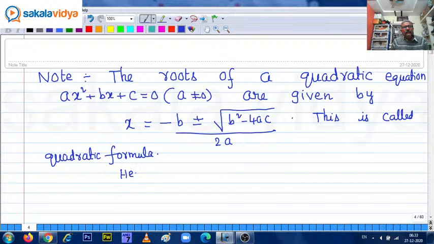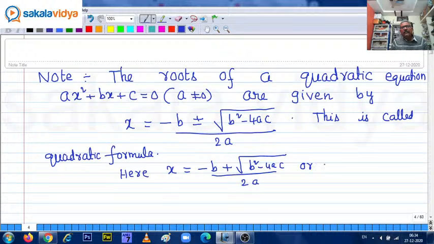Here we can write like this. It has two roots: x is equal to minus b plus root of b square minus 4ac by 2a, or x is equal to minus b minus root of b square minus 4ac by 2a. Generally we call this alpha, and this is called beta.